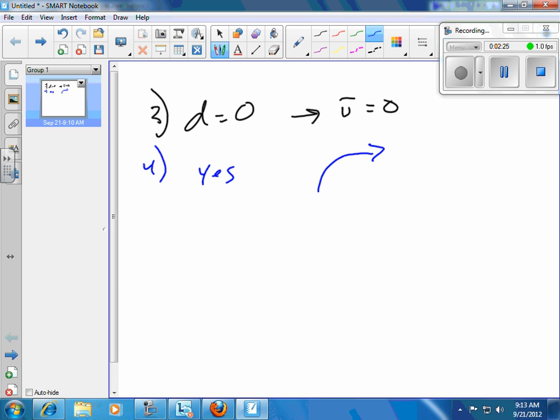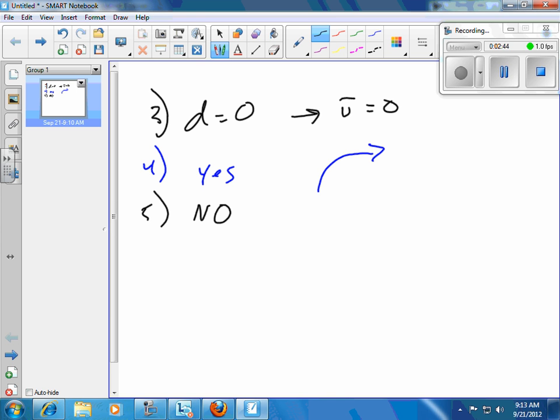Can an object have varying speed if the velocity is constant? Can the speed be changing if the velocity is constant? And the answer there is no. How come? Because if the velocity is constant, that means both the speed and the direction have to be constant.